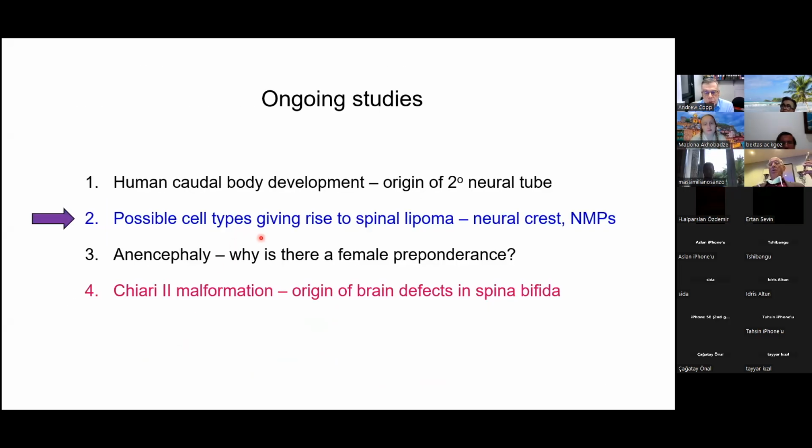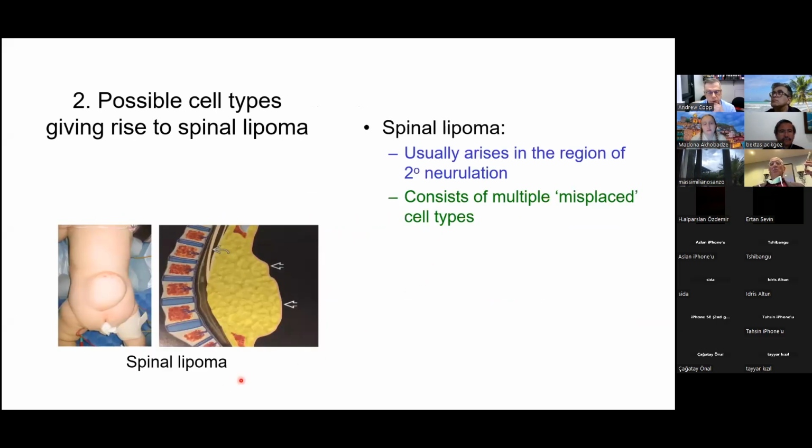Now to go on to the second project, and I don't have an answer to this, but we've been investigating some ideas as to which cell types might potentially give rise to the spinal lipoma that is of such interest surgically and scientifically. So you all know much better than I do about spinal lipoma. Misplaced adipose tissue, but not typical adipose tissue, multiple misplaced cell types within this tissue, subcutaneous, and then involving the spinal cord very often and requiring neurosurgical intervention, as in this child here.